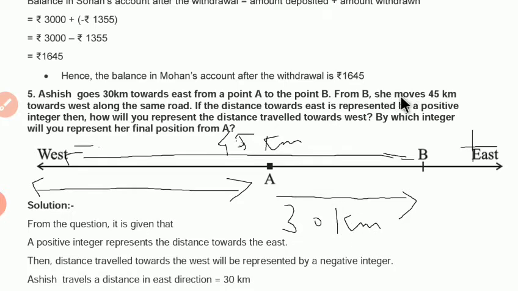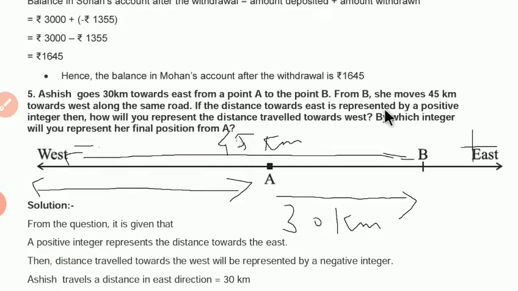He moves from B 45 kilometer towards west along the same road. Along the same road means this way only, from B towards A. How much kilometer does he go towards west? 45 kilometers. So from B to west, the distance will be 45 kilometer.